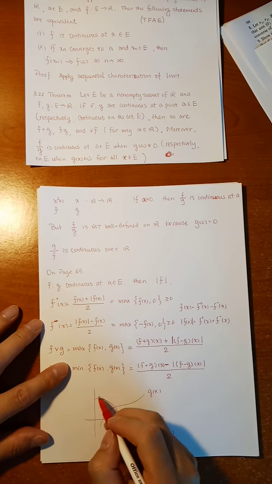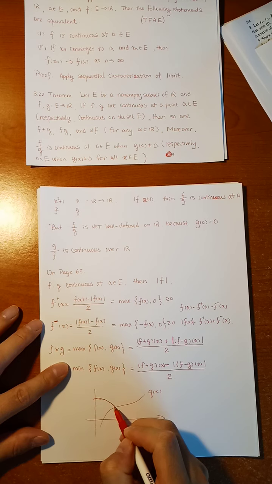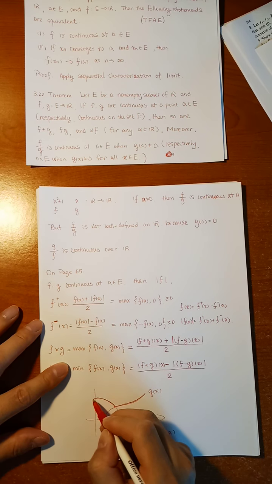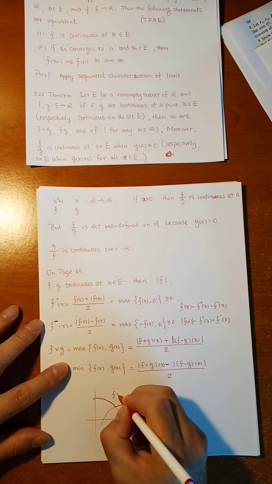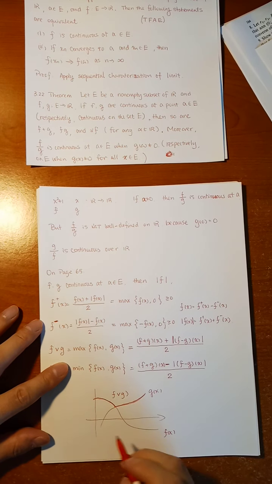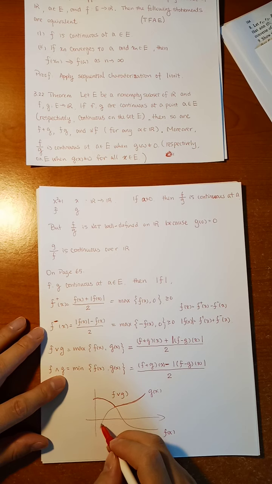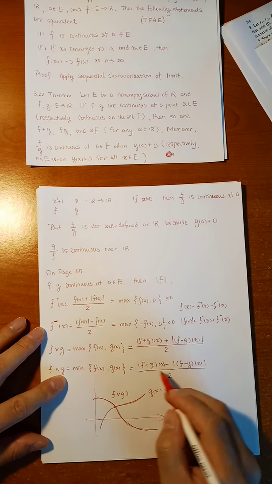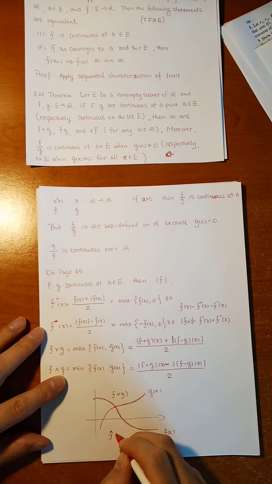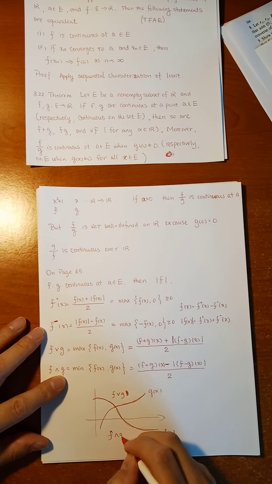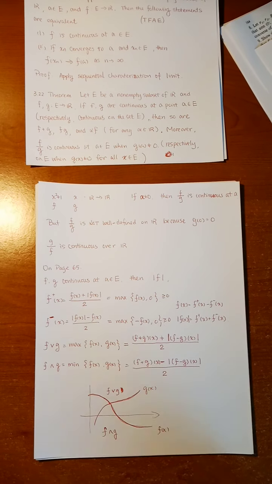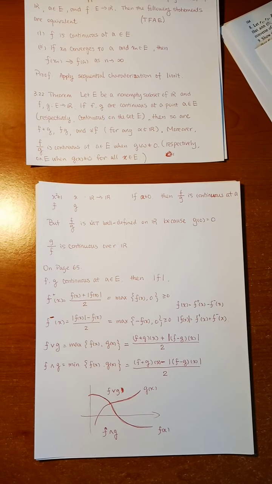F, the first one, it's actually this part. This top part is f, g, and this one is the bottom part. We always choose the minimum. Okay, of course they are continuous functions. The graphs are connected, right? They're continuous functions.